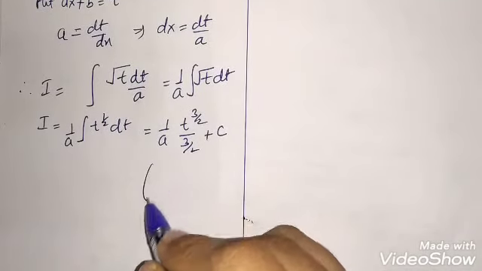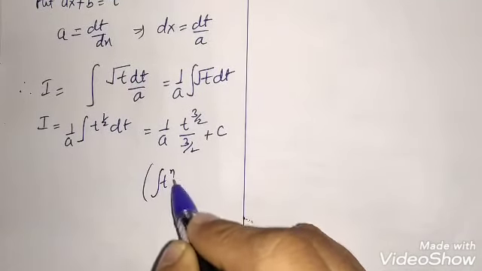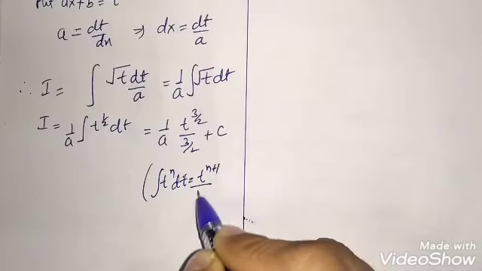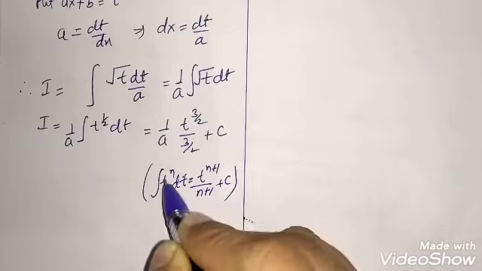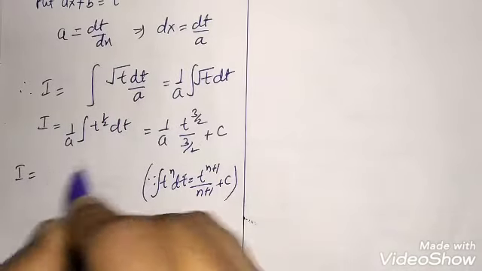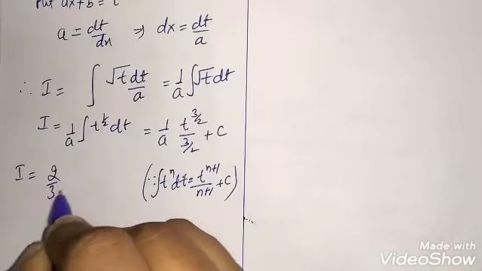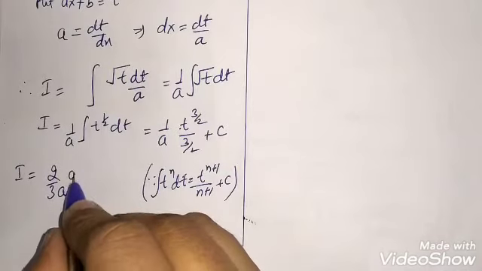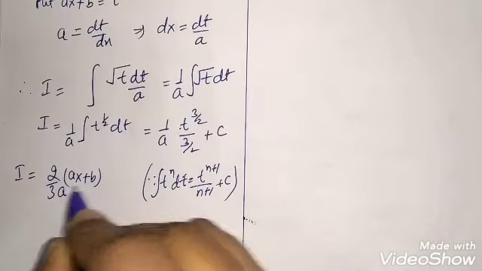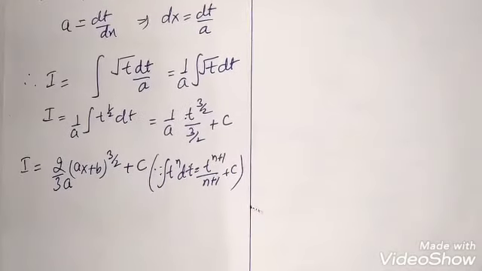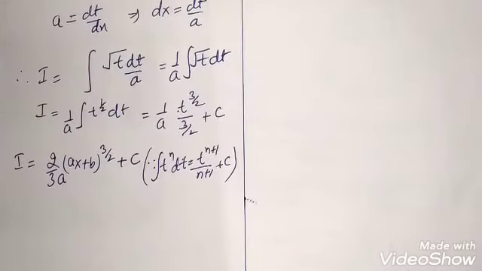As you know the formula of integration, if I am using the integration of t to the power n dt, that is t to the power n plus 1 upon n plus 1 plus c. This is the formula that I am using here, right? Because I is equal to 2 by 3a in the denominator, the value of t is ax plus b to the power 3 by 2 plus c. Required answer. Hope you get this particular point also.